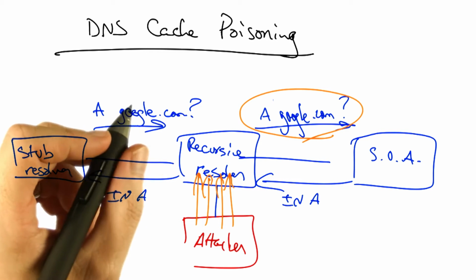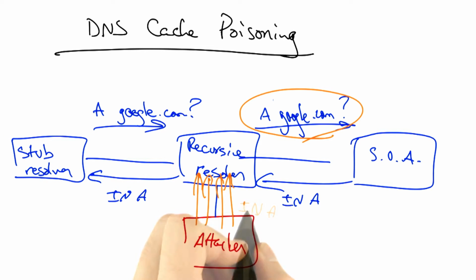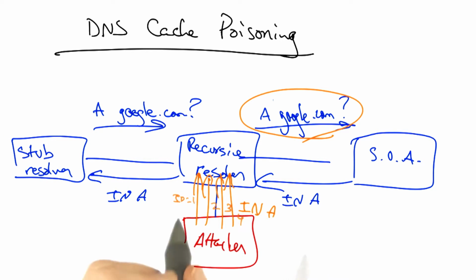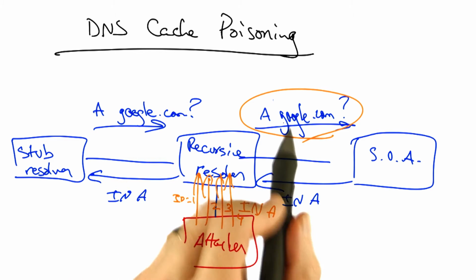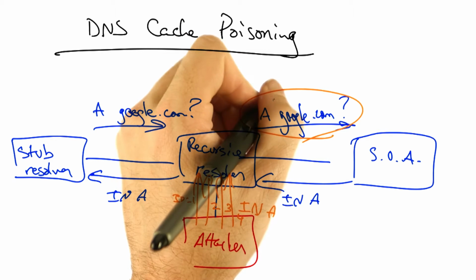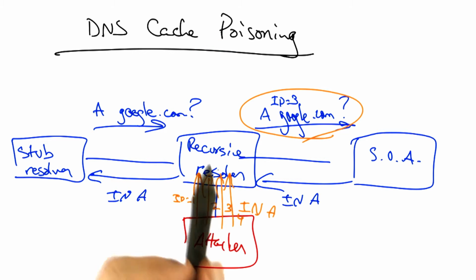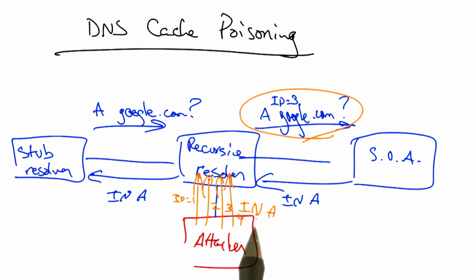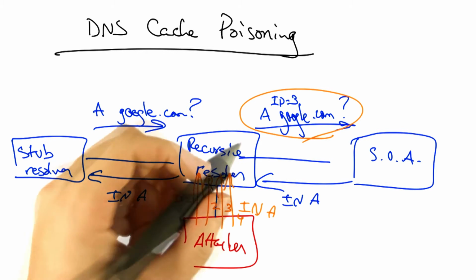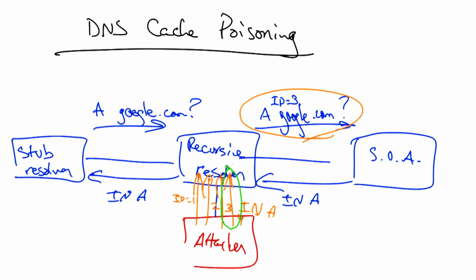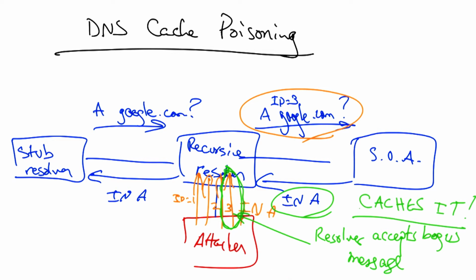attacker can simply reply with multiple specially crafted replies, each with different IDs. Although this query has some query ID, the attacker doesn't need to see that query because the attacker can simply flood the recursive resolver with a bunch of bogus replies, and one of them, in this case the response with ID 3, will match. As long as this bogus response reaches the recursive resolver before the legitimate response does, the recursive resolver will accept this bogus message, and worse, it caches the bogus message.